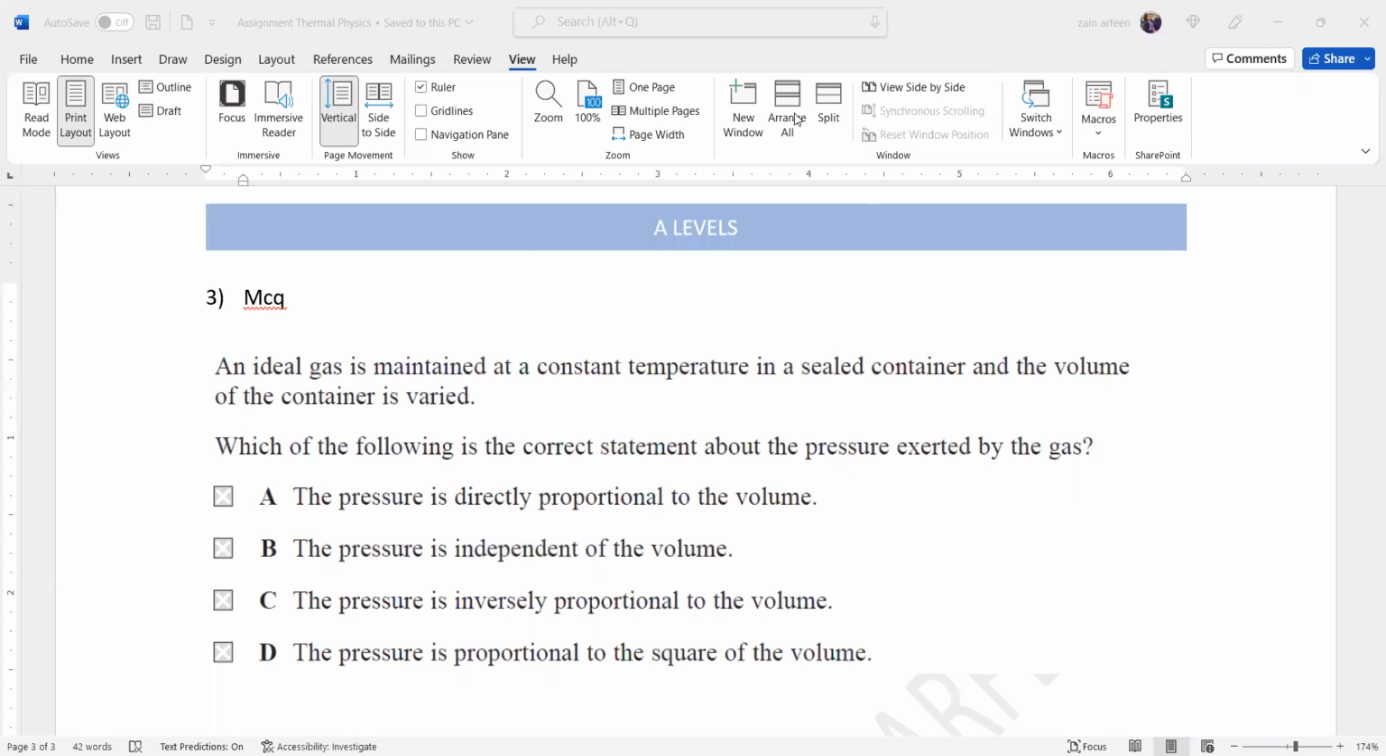For this question, we have an ideal gas which is maintained at constant temperature. If we keep the temperature constant, we are applying Boyle's law. According to Boyle's law, the pressure and volume are inversely proportional. That's why option C is a valid statement.